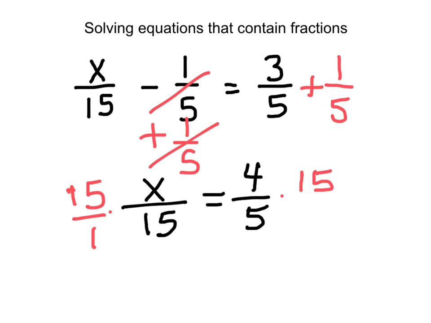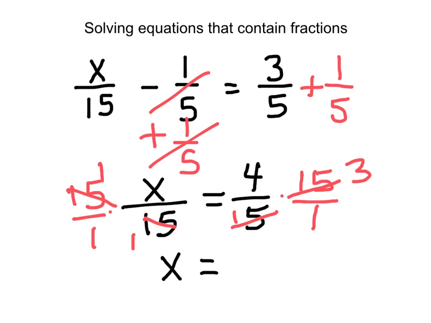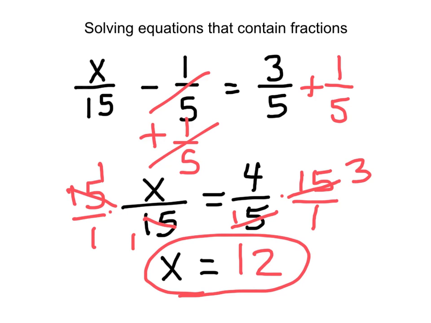And the 15s will cancel, which leaves x by itself. And then over on the right side, I would go ahead and cancel 5 and 15, and then multiply. So that would be 4 times 3, which is 12. So the value of x that makes the equation true is x equals 12.